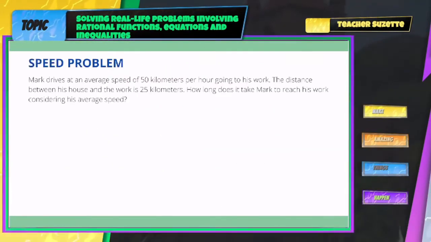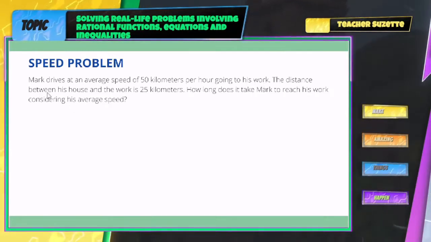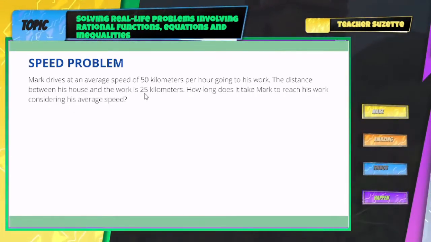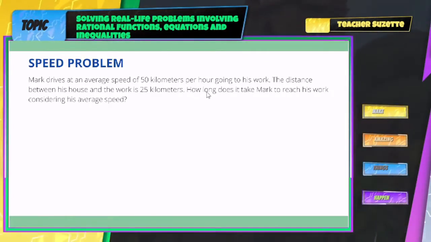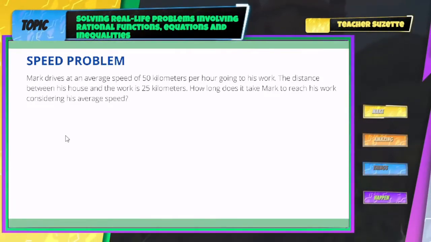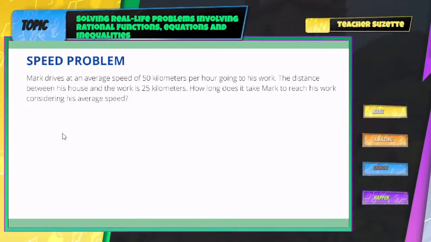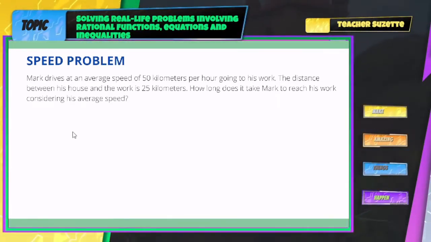For our first example, Mark drives at an average speed of 50 kilometers per hour going to work. The distance between his house and the work is 25 kilometers. How long does it take Mark to reach his work considering his average speed? To solve our first problem, the first thing we have to do is identify the known and unknown in our problem. That is the usual step we take when we try to solve any word problem. We have to identify the given and what is asked.